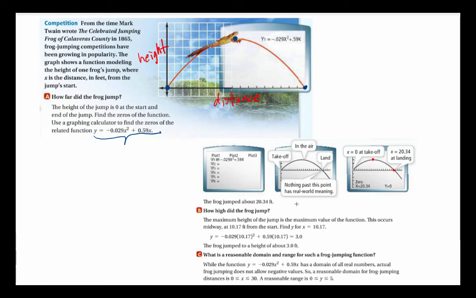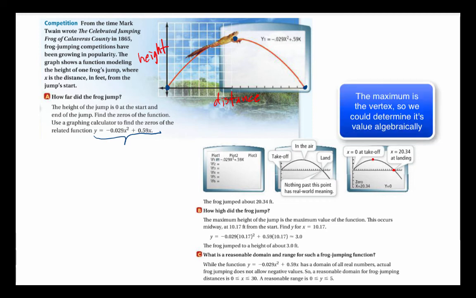We find that at 20.34 feet is when the frog has landed. And that's where we can find the zero of a function. And then we can also find that the frog jumped to a height of about 3 feet by calculating the maximum of that quadratic function. And both of those values we can get from our calculator using our technology. That's about the only way that we could do this. We could get the zeros a different way, which we'll look at later. The maximum we would need to use our technology.